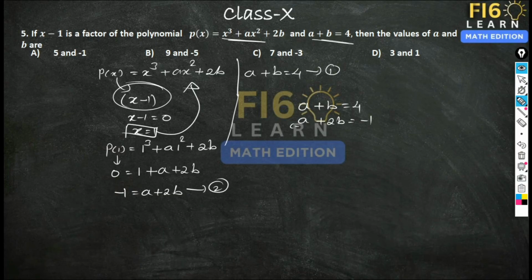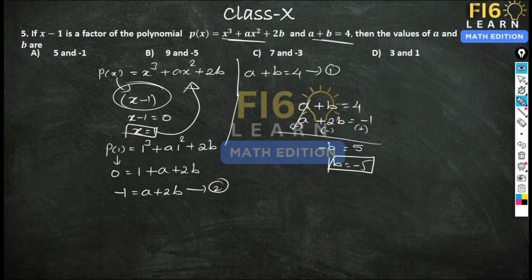So I am changing the sign of the second equation. Now a minus a will be 0 and b minus 2b will be minus b, and 4 minus of minus 1, actually 4 plus 1 will be 5. Here you have minus b is equal to 5, which implies b is equal to minus 5.